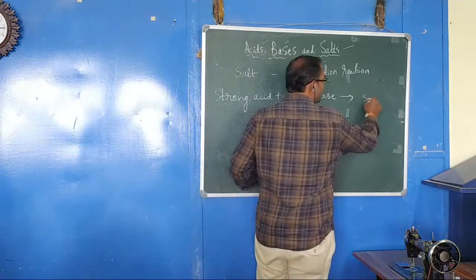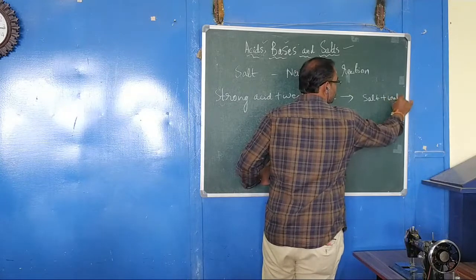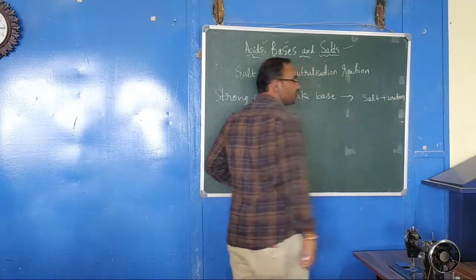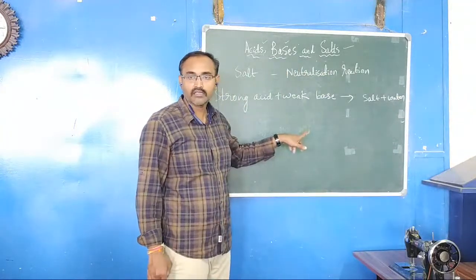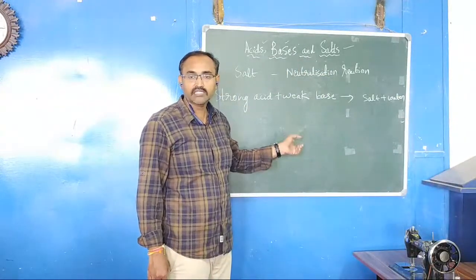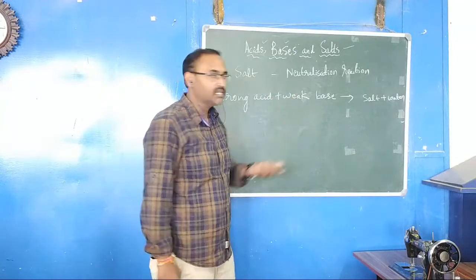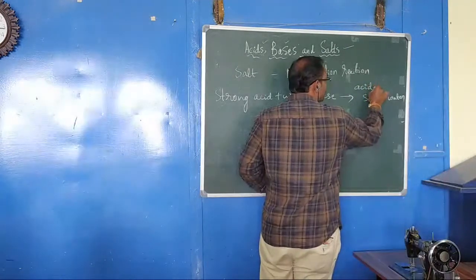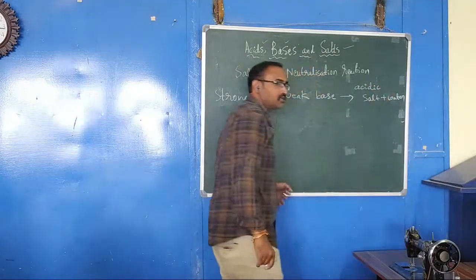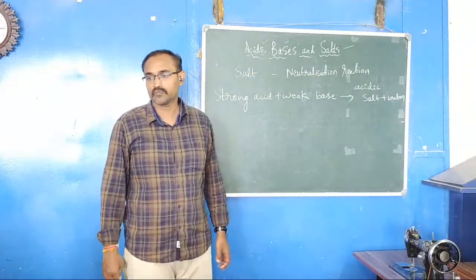But what is the nature of this salt? Here the acid is stronger. So the salt we get is of acidic nature. We get an acidic salt, that is, the salt will have some acidic quality.